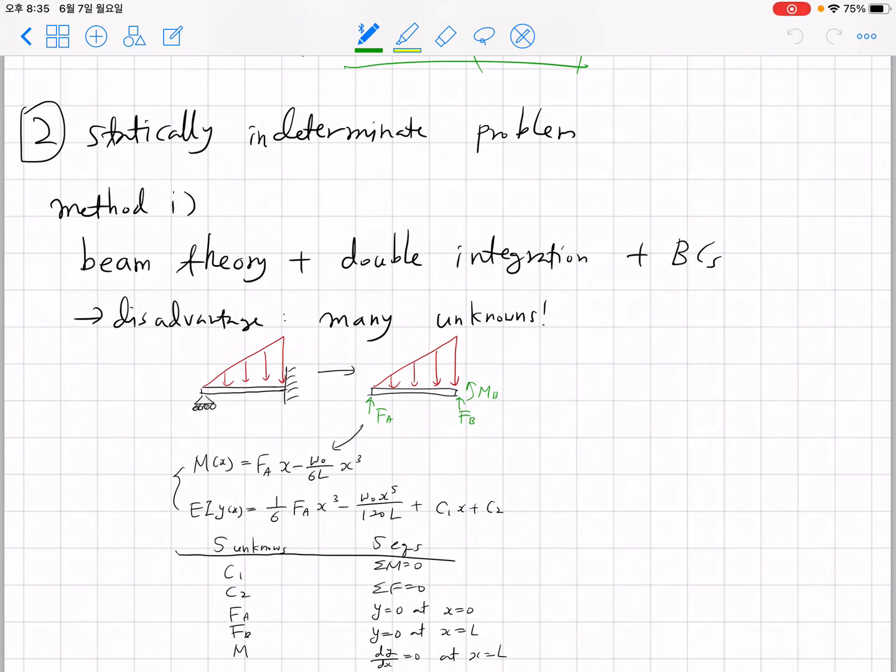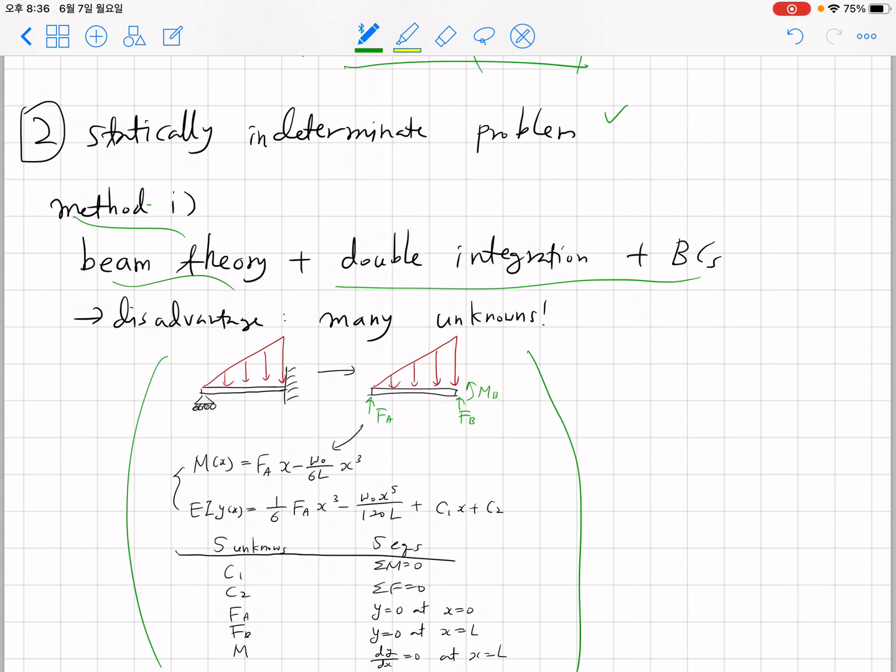As a second video of today, let me discuss how to apply the Castigliano theorem for statically indeterminate problems. Before talking about the Castigliano theorem, let me give you a short review. As a first method to attack this problem, we considered a simple beam theory and double integration method, and this is the copy from one of the previous lectures.